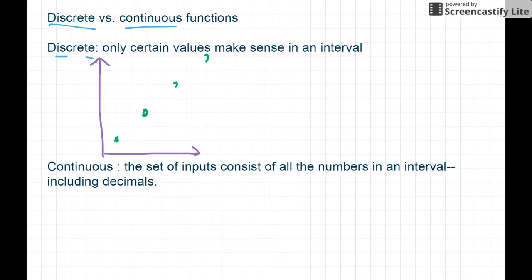A good example of a discrete function would be something like movie tickets. If you buy one movie ticket, let's say it costs you $5. And if you buy 2 movie tickets, let's say this is 5, 10, 15, 20, and so on. So 2 movie tickets, $10. 3 movie tickets, $15. 4 movie tickets, $20, and so on.